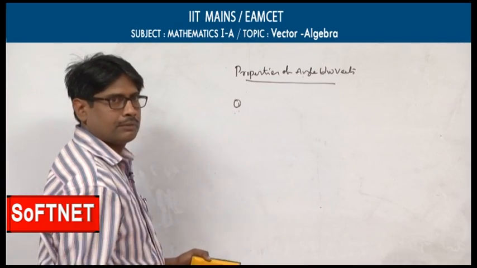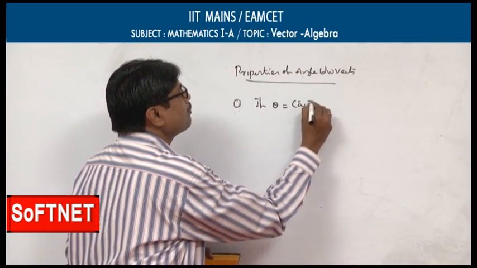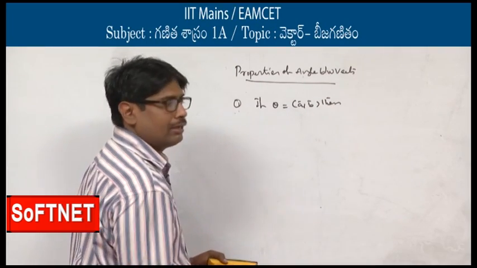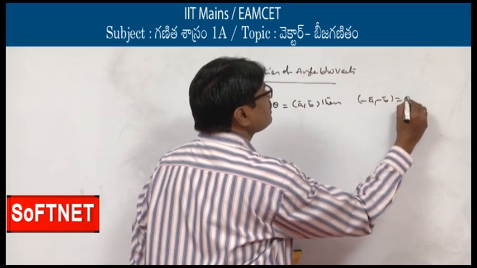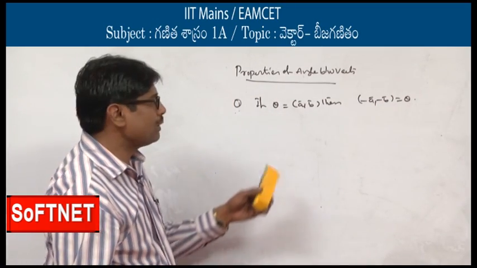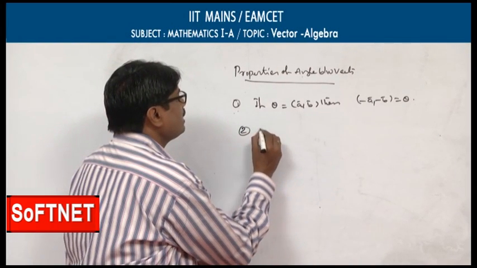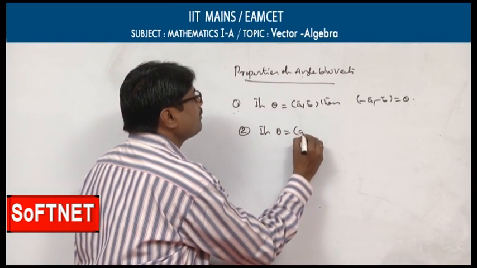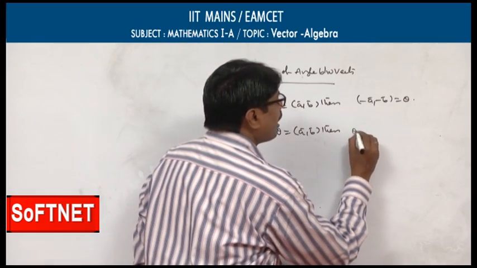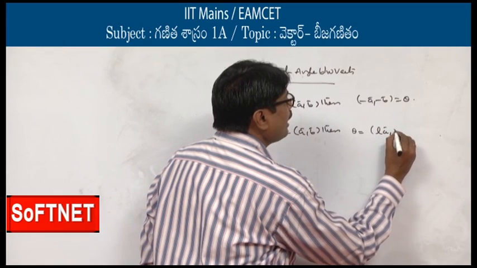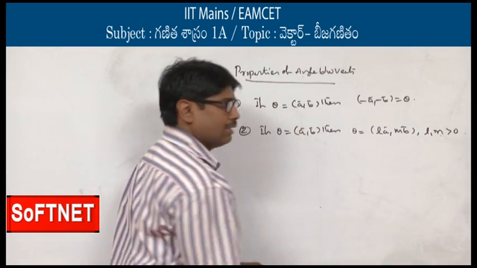First property: if theta is the angle between A bar and B bar, then the angle between minus A bar and minus B bar is also theta. The angle between A bar, B bar and their opposite vectors will be the same. And second, if theta is the angle between A bar and B bar, then theta is also the angle between LA bar and MB bar, where L, M are positive scalars.